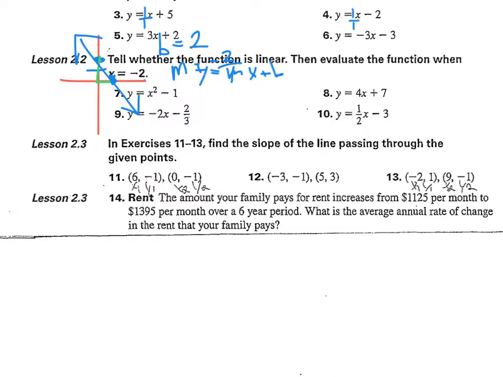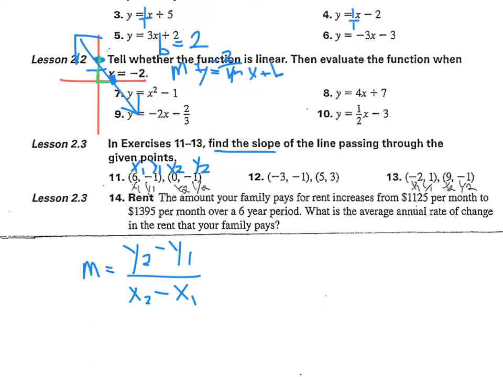For 11 through 13, they want us to find the slope of a line going through these 2 points. Remember, to find the slope, you take y2 minus y1 over x2 minus x1. Here's your x1 and your y1, your x2 and your y2. You can label the other ones. It looks like somebody already labeled some of these. But just plug them in. Remember, there's always a minus, and if there's a negative, it's minus a negative, whatever that number is.